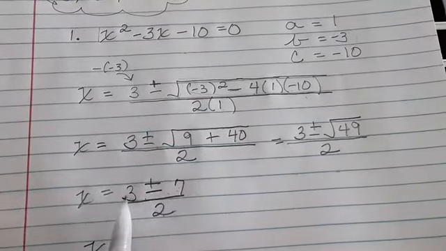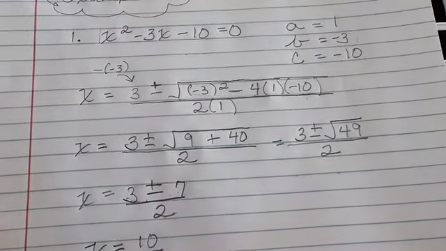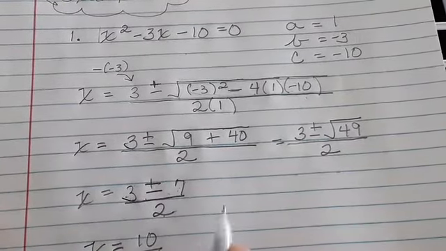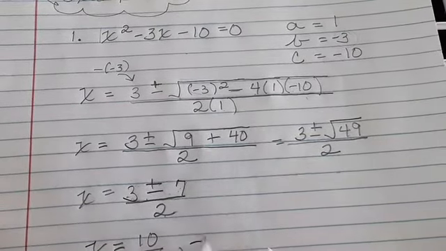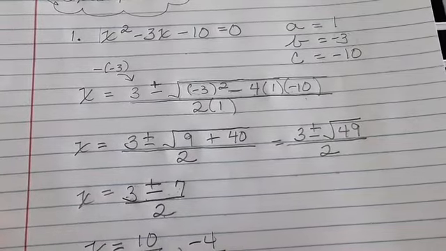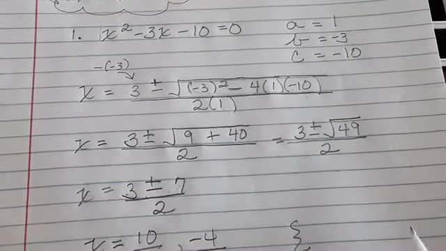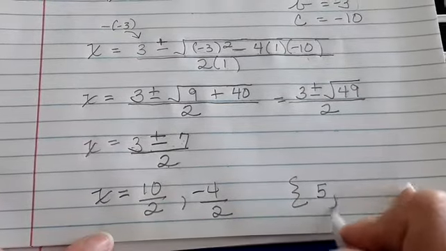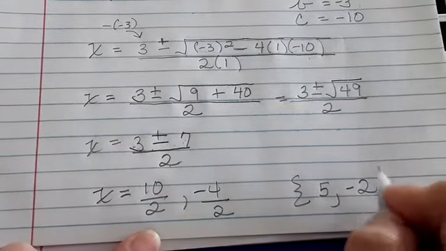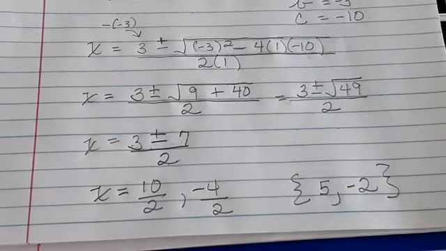So when we do the adding, the 3 plus 7 gets us 10, and we have 10 over 2. And when we do the subtraction, we do 3 minus 7 and get negative 4, and that's what gets divided by 2. So our solution set, 10 divided by 2 is 5, and negative 4 divided by 2 is negative 2. So those are your two values for x using the quadratic formula.